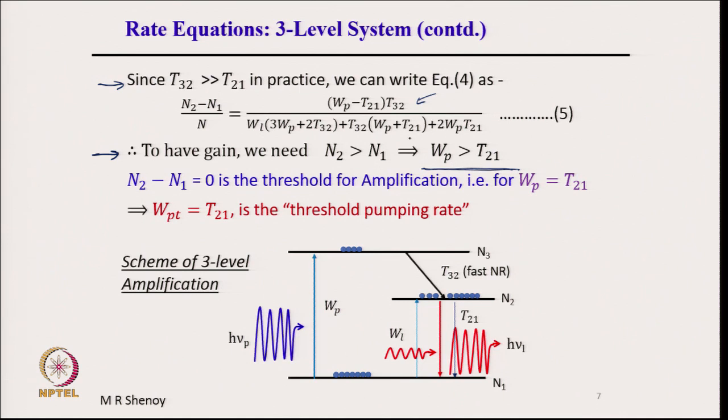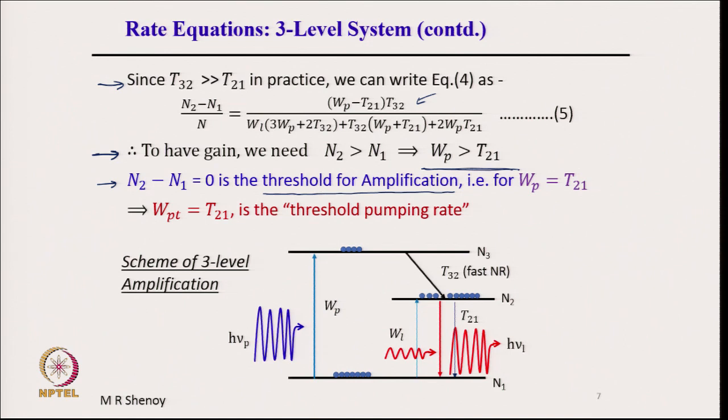Wp is the pumping rate per atom, and when Wp equals T21, we have N2 equal to N1, or N2 minus N1 equal to 0. N2 minus N1 equal to 0 is called the threshold for amplification. Why is it called threshold?